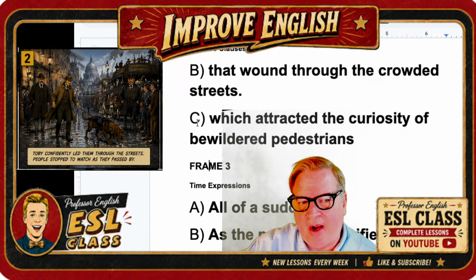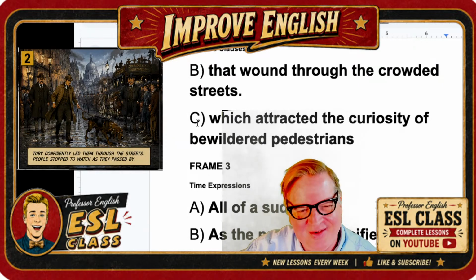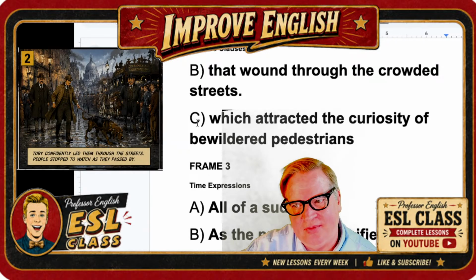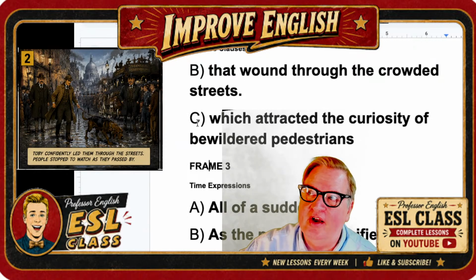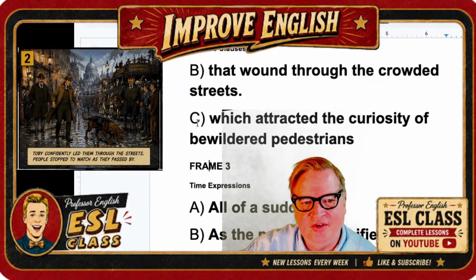So think probably a lot of people 130 years ago watching some man and a dog running through the streets while the dog is sniffing something, they would be looking like, what is he doing? So they're really confused. And what is a pedestrian? Pedestrian, people just walking the street. Yeah, that's right. PED means like foot, like a podiatrist is a foot doctor.